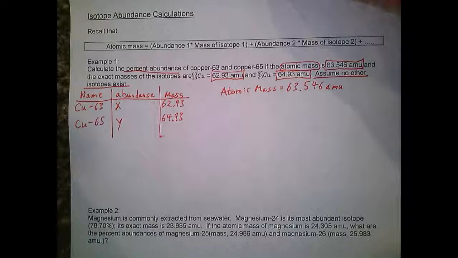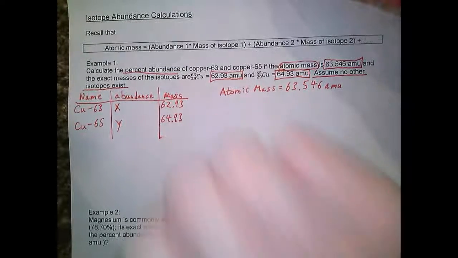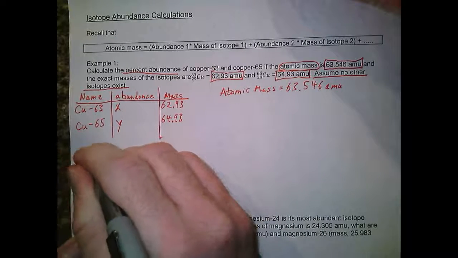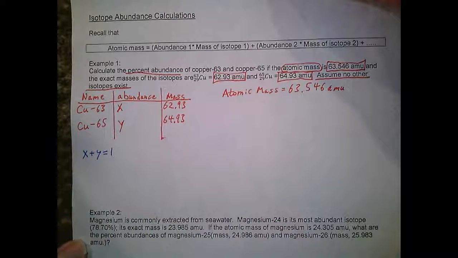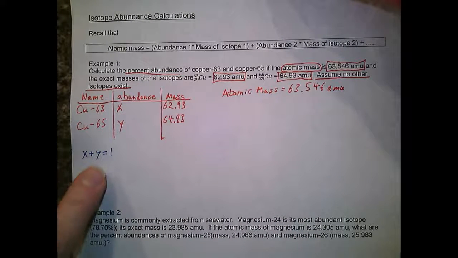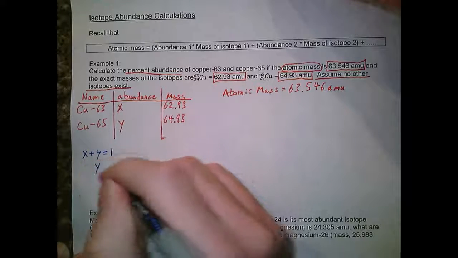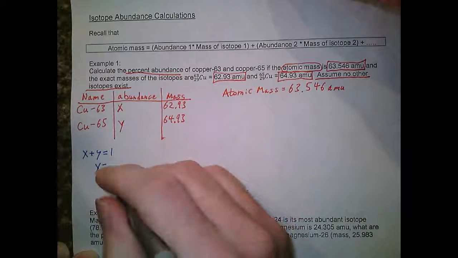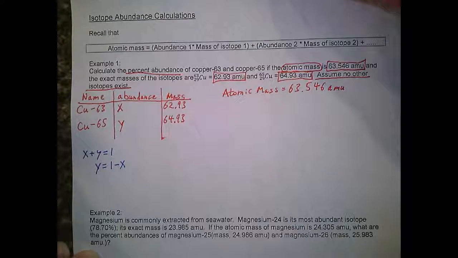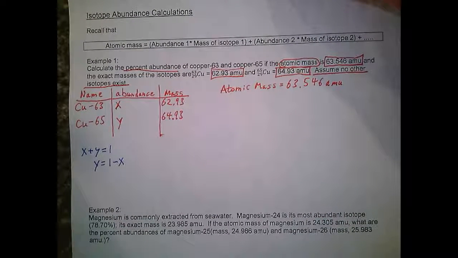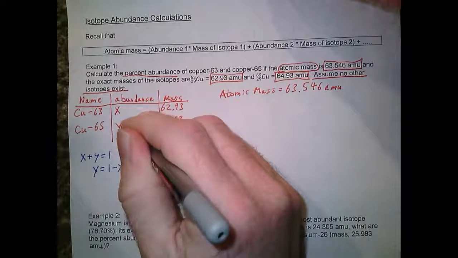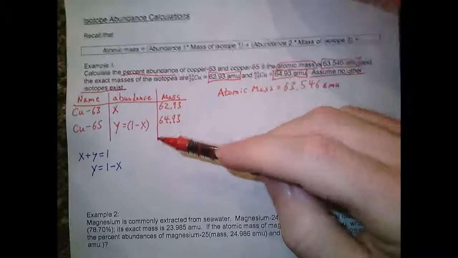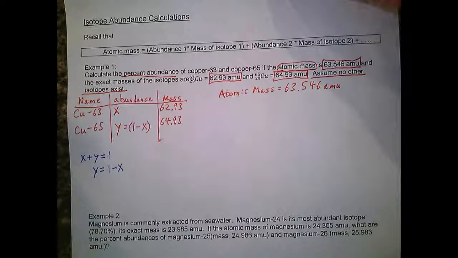I want to substitute something here in terms of X. Hopefully it'll make more sense as we go through this. We just said that X plus Y equals 1. Since X plus Y equals 1, if I want to solve for Y, I could do that. If I want Y by itself, I need to subtract X on both sides. So Y equals 1 minus X. Now I can write Y as 1 minus X. Now there is something I can actually solve. Now we're ready to set up our equation.